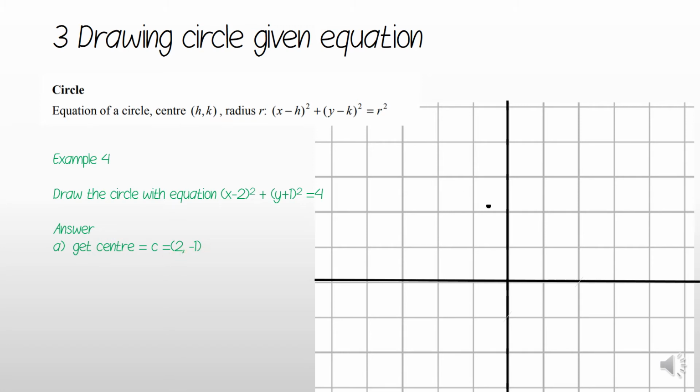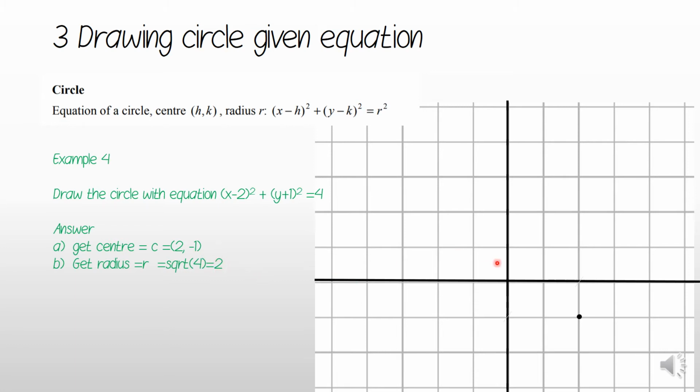So we put that in, put the dot there. So it's 2 in the x, so 1, 2, and then -1 in the y, -1. So there is the center. So the next, we get the radius. So the radius, we can read it from the equation. So remember, the right hand side is r squared. So this 4 is equal to r squared. So to get r, we get the square root of r squared, which is the square root of 4, which is 2. So the radius is 2.